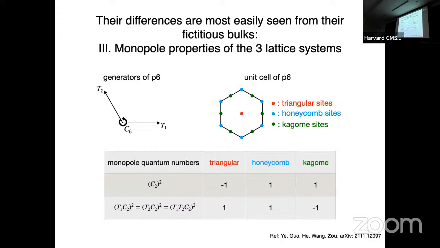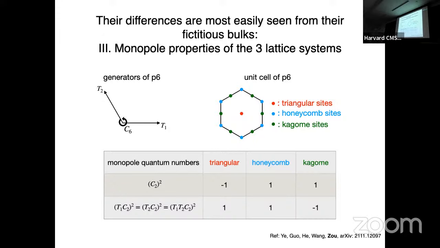So maybe let me now tell you for these three systems, what is the monopole quantum number? I can look at the C2 squared for the 180 degree rotation around the triangular site. If I have a triangular lattice, then I know this is minus one because it will move around this site. But these three are actually the 180 rotations around this point, and that point. So they are the kagome sites. If I rotate for a triangular lattice model around these centers, I will not see any Hodian chain, so I get plus one. And for others, you can similarly check. I will get 1, 1 for honeycomb lattice and 1, -1 for kagome lattice.